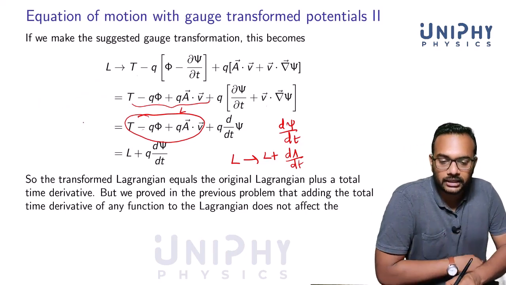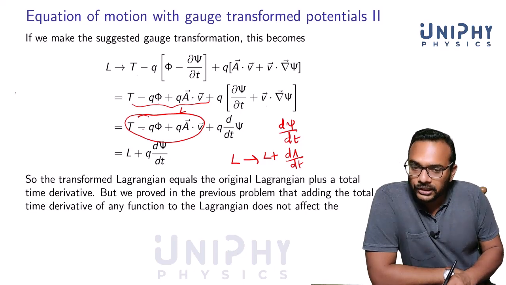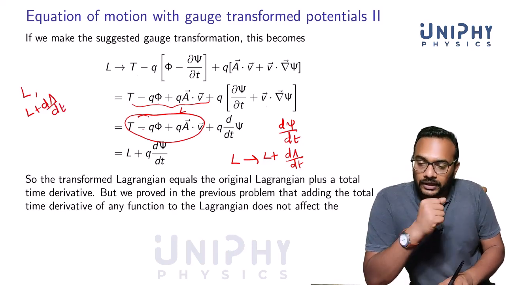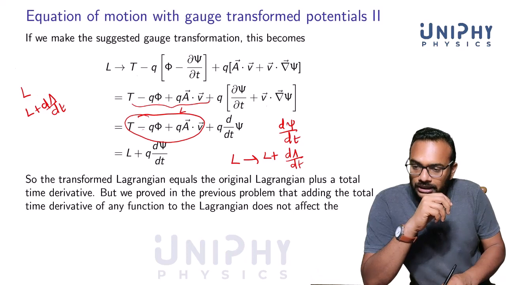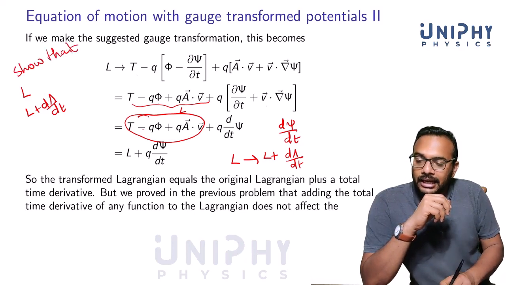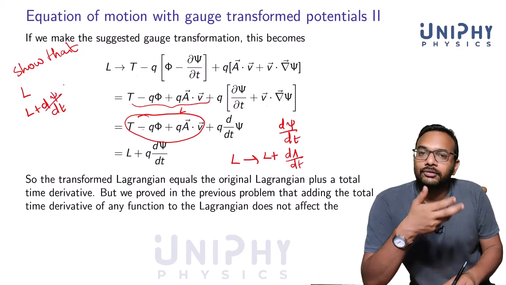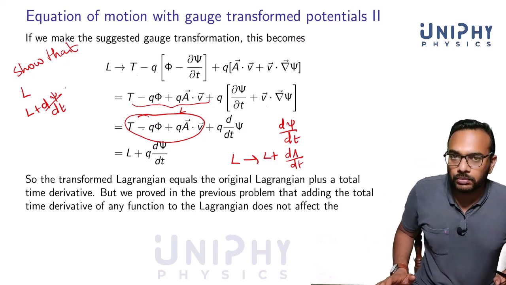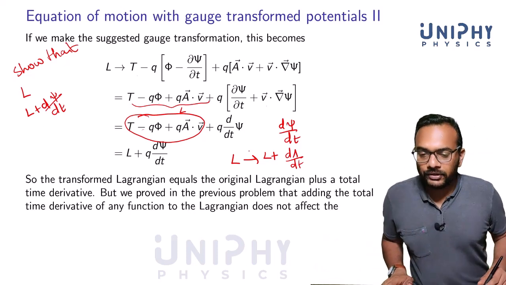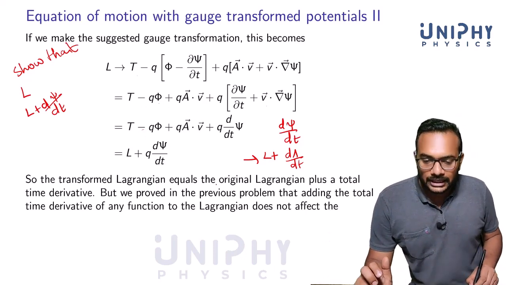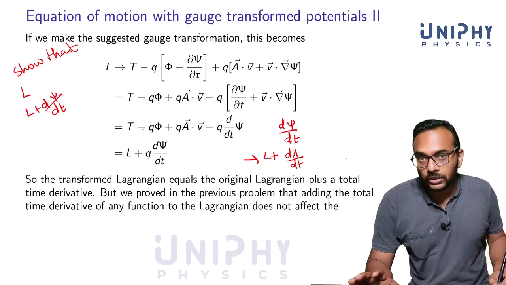You have to be very careful, but it's not very difficult to show that L and L plus d lambda by dt, a total derivative of some function, you can actually show that. This is homework. Show that L and L plus d lambda by dt, or d psi by dt if you like, give exactly the same equations of motion. We have this freedom. It's called gauge freedom. So a transformed Lagrangian equals the original Lagrangian plus a total time derivative.